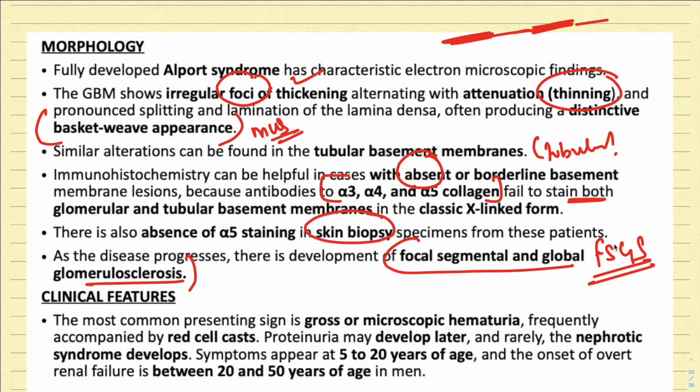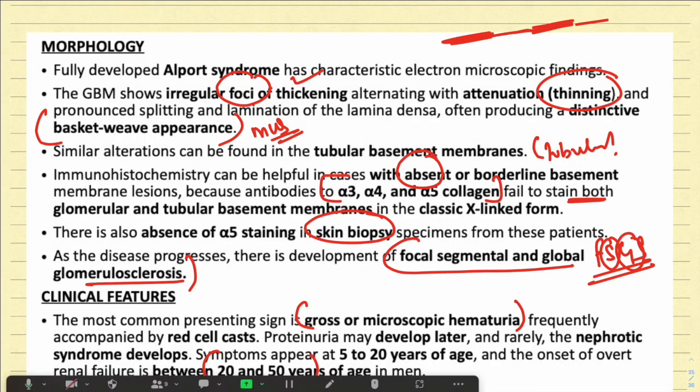Initially the changes will be segmental, later on the entire glomerulus will be involved, so that it becomes global. The most common presenting sign is gross or microscopic hematuria. They will have renal casts in the urine. Proteinuria might develop later, and rarely they might have nephrotic syndrome. Symptoms will appear at an early age, between 5 to 20 years, and the onset of overt renal failure will occur between 20 to 50 years of age.